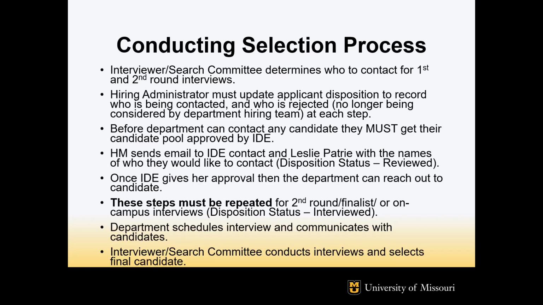These steps must be repeated for second round finalist or on-campus interviews. The candidate's disposition should be changed from reviewed to interviewed for second round, and an email requesting approval must be sent to me. Once I give my approval, then the department can reach out to the candidate. Search committee then conducts some finalist interviews and selects the final candidate.